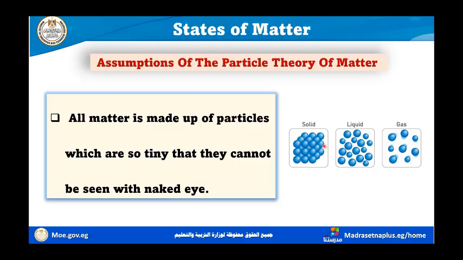These are particles of the solid state of matter, and these are of the liquid state, and the last one is for the gaseous state. All matter is made up of particles which are so tiny and cannot be seen by the naked eye. So we cannot see the particles of matter. This is an assumption that the scientists put forward to explain the behavior of matter and the different states of matter and the properties of each one of them.